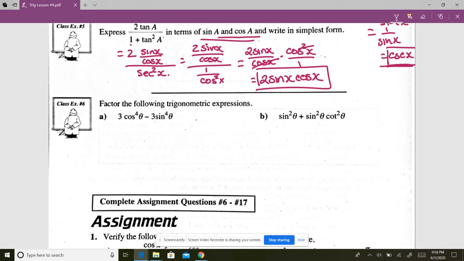Factor the following trigonometric expressions. Okay, well, factor. What can I take out of here? I'm going to take 3, which leaves cos 4 theta minus sine 4 theta. So then what do I do? Obviously they want us to do something more than that.